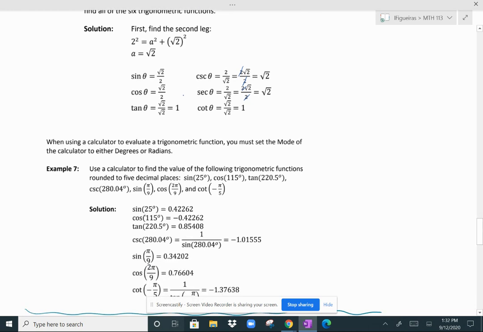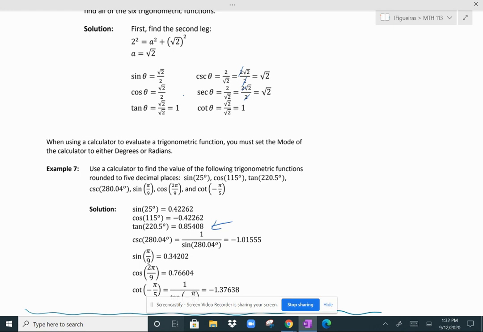So sine of 25 degrees gives you 0.42262. Cosine of 115 degrees gives you negative 0.42262. Tangent of 220.5 gives you 0.85408. And then we go on to cosecant.